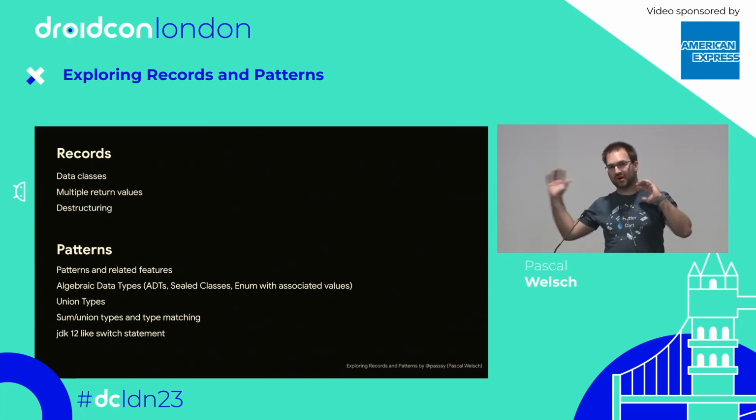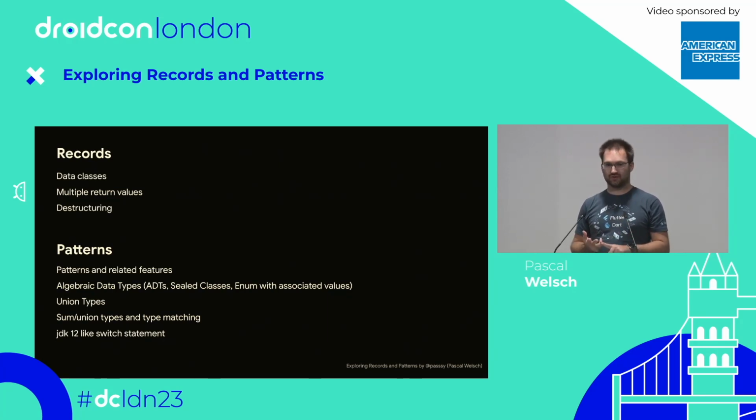With the records feature, we got kind of data classes, which is the number 1 requested feature, multiple return values, and destructuring. And with patterns, we got pattern matching, of course, but also ADTs, union types, sum types, and things like that, as well as the new switch expression, which was also recently introduced in JDK 12, and we now have an equivalent in Dart.